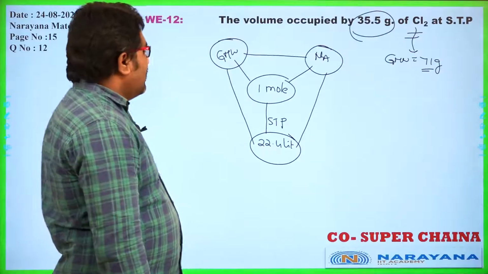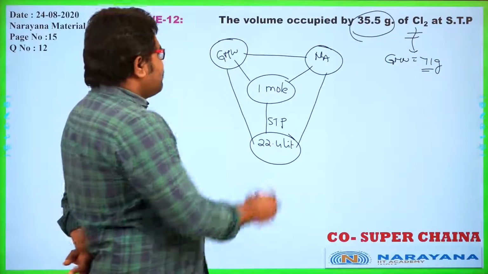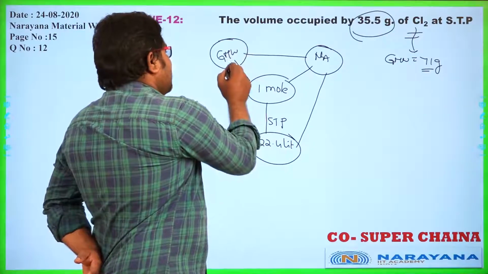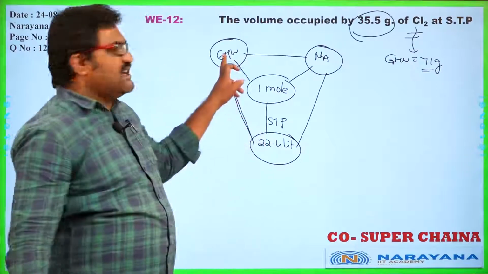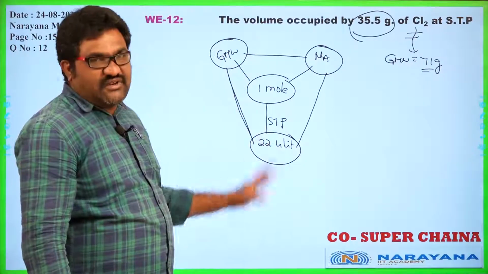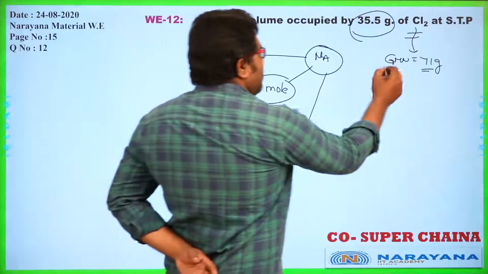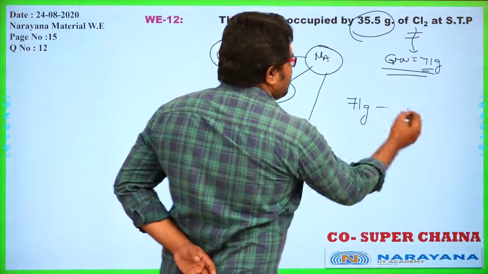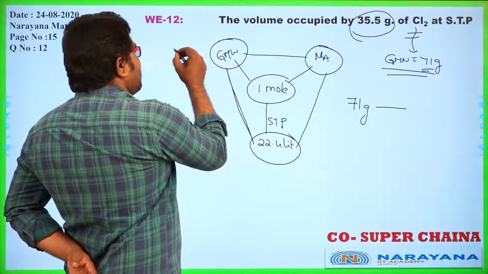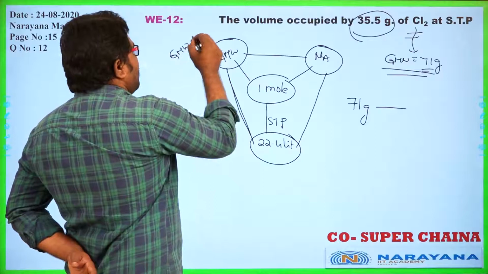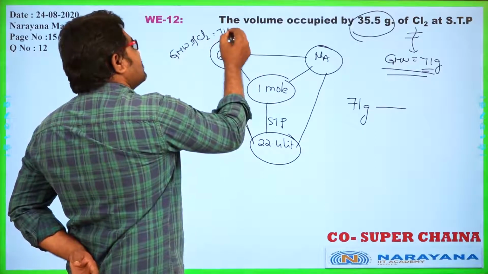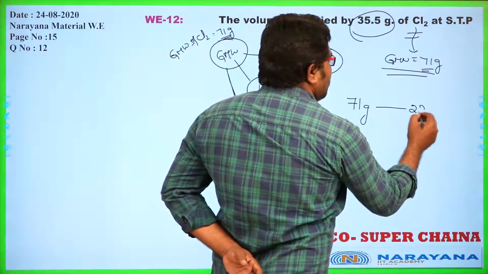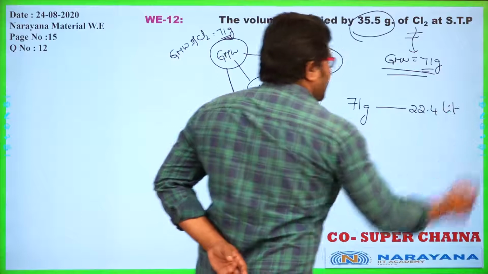So if the weight is equal to the gram molecular weight, then the volume should be 22.4 liters. So what is the gram molecular weight of chlorine? The weight of a Cl2 molecule is 71 grams, so the gram molecular weight of Cl2 is equal to 71 grams. If it is 71 grams, then the volume should be, because it is 1 mole, 22.4 liters.